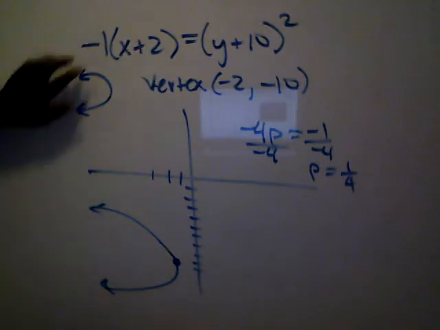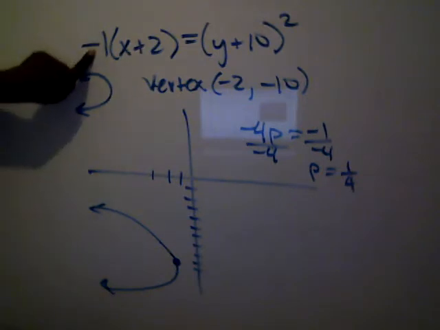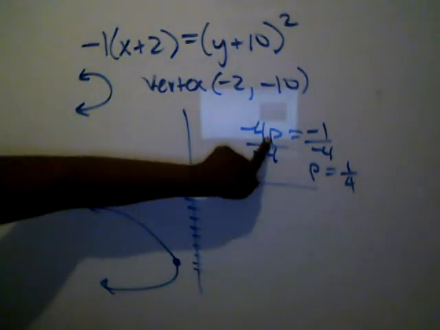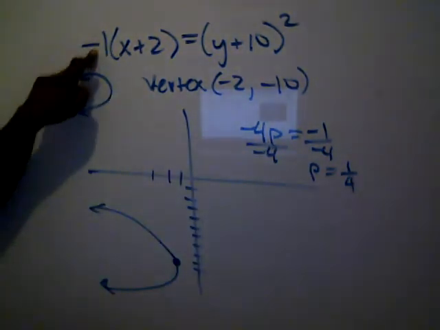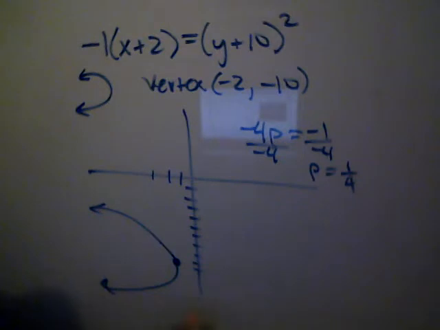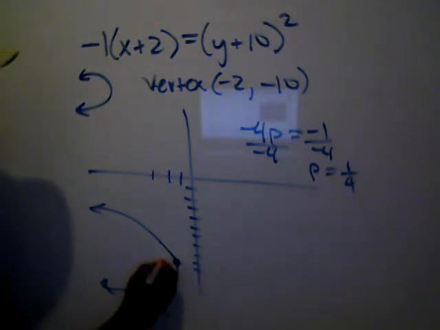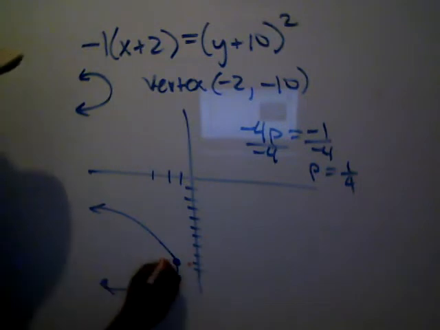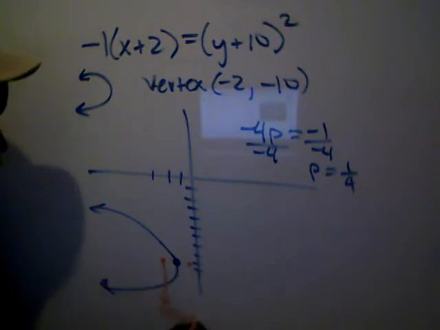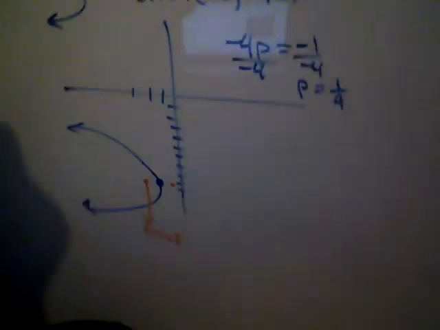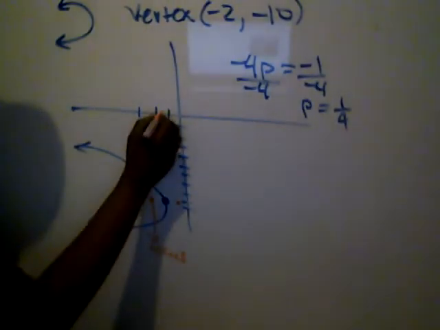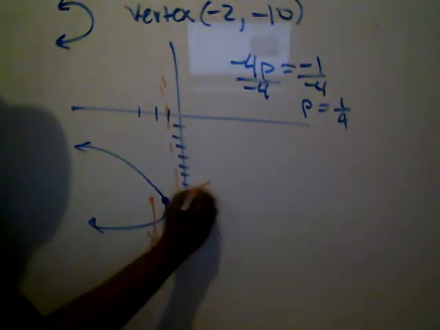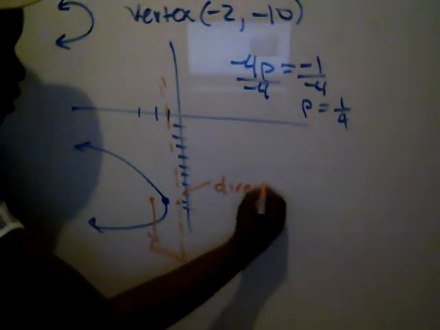So to kind of recap, there was always a 4 built into our generic equation, but we don't have that 4 anymore. We have a 1. So that tells us that the p had to be 1/4 to get rid of the 4 that should have been here. So what does that mean? That means that we're going to go from the vertex, we're going to go 1/4 in and 1/4 out. Now the 1/4 in, that's going to be your focus. And then the 1/4 out, we're going to create this into a line. So this would be our directrix.